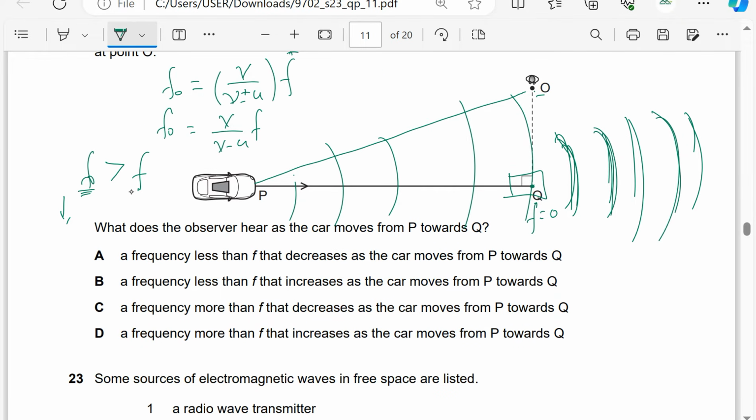So we say a frequency more than F that decreases as the car moves from P to Q, because at Q the waves will not be moving towards the observer. The frequency is higher than F because, first of all, moving from P to Q, the distance between P and O decreases. That's why I use the V minus, so that F naught is bigger than F. But then F naught decreases as we move from P to Q. So the answer is going to be C.